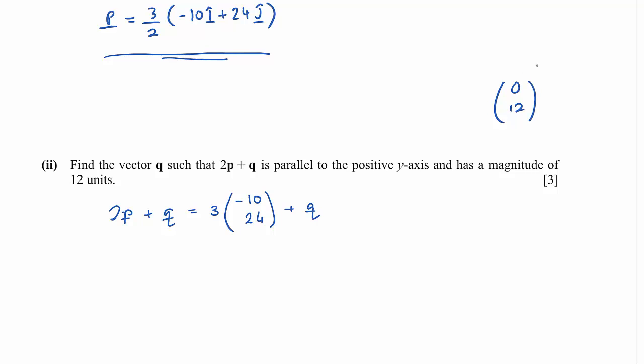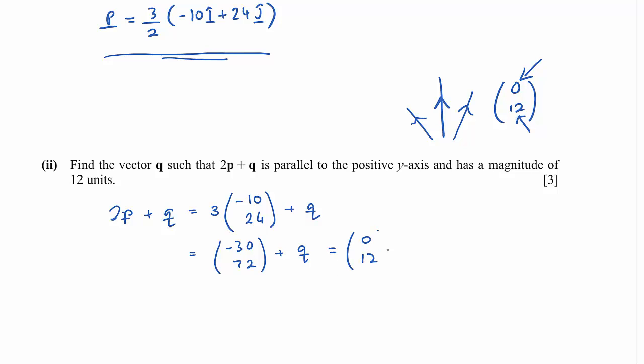It's got to have a 0i component because we're told it's going parallel to the j. As soon as it has any sort of i component, it's going to be at an angle. So it's got to have a 0 here. And for a magnitude of 12, this has got to be 12. So what we have is negative 30 and 72 plus q has got to be of the form 0, 12. Well, that tells me that q is equal to 30, so that we get a 0 component in the i, and it's going to have to be negative 60 just here.